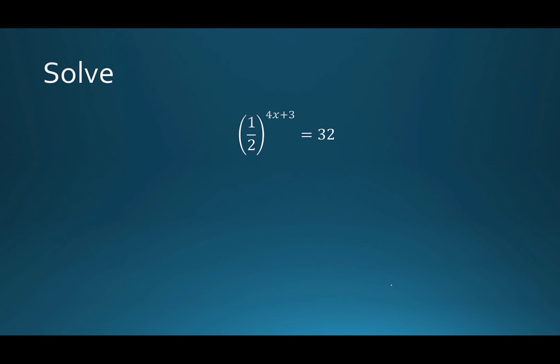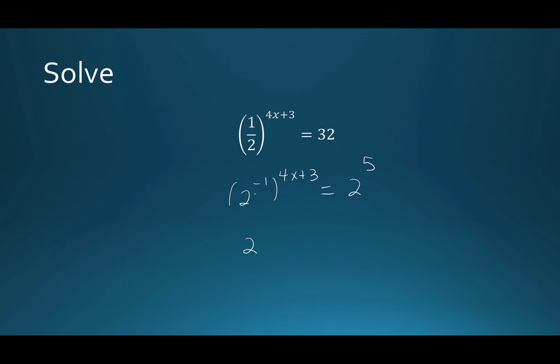Let's try that again. This time I have 1/2 to the 4x plus 3 is 32. So hopefully it pops at you. Hopefully you see the base that we should be using. The 1/2 becomes 2 to the negative 1. That's to the 4x plus 3. And then 32, mess with your calculator, you'll get that it's 2 to the 5th.